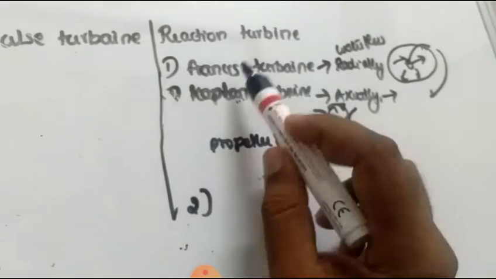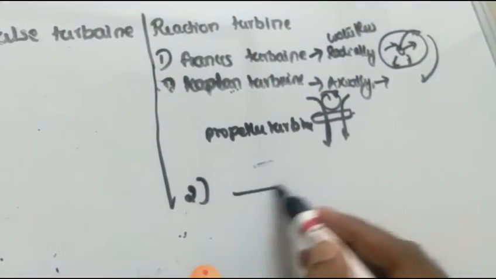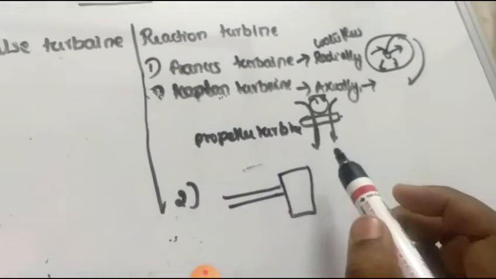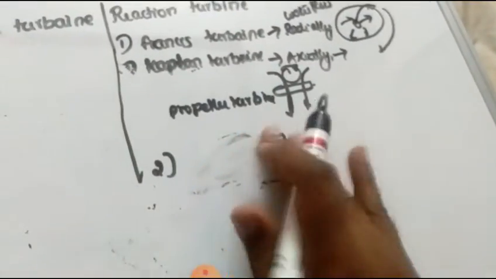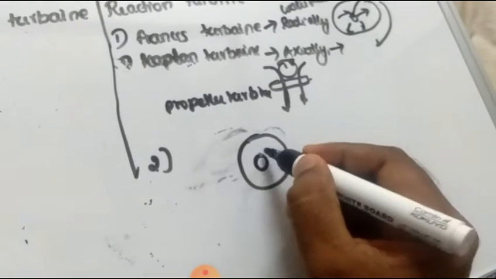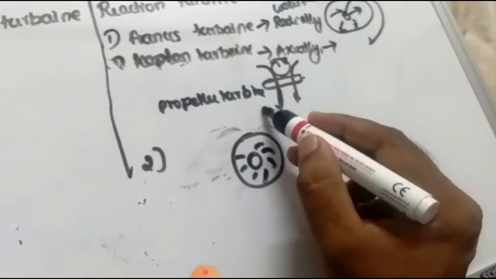And next, in an impulse turbine the pressure is constant, and in a reaction turbine the pressure is not constant. Here the turbine is inbuilt. You can see in your mobile some batteries are inbuilt, in an iPhone also. In the same way, here the turbine is placed inside the pipe. So that's called inbuilt.